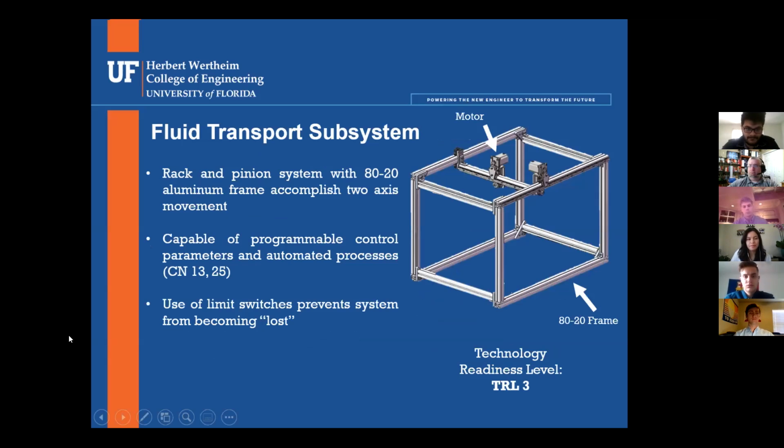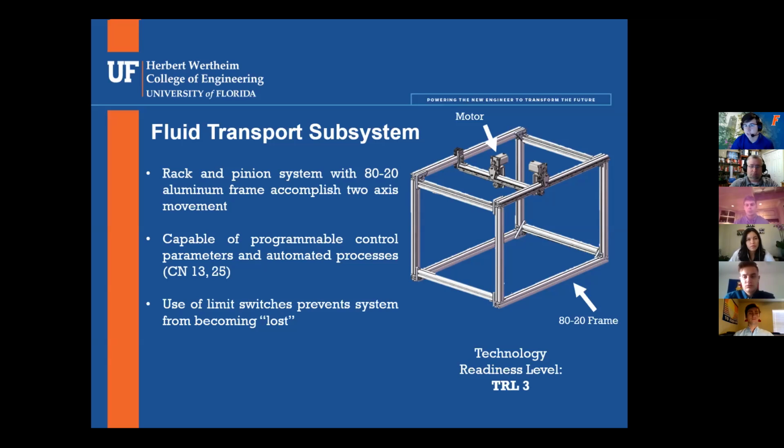The fluid transport subsystem's main purpose was to provide mobility to the liquid handling subsystem, which allows the user to perform pre-programmed functions with input from the user interface subsystem. The method of movement that we ultimately chose was a rack and pinion system, which is mechanically reliable and performs the task necessary. We also decided to use an 8020 aluminum frame, which is strong enough to withstand any forces present during the typical processes and is easy to assemble.